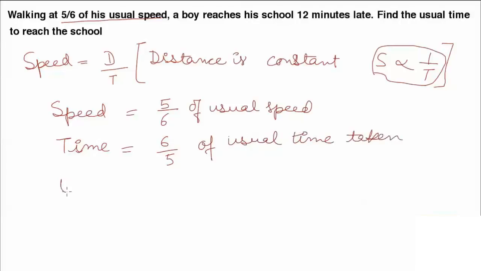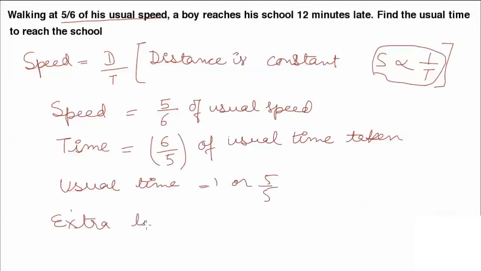So the usual time is 5/5. And right now the boy is taking 6/5 of the usual time. So what is the extra time he's taking? Extra time is 1/5 of the usual time, and 1/5 of the usual time is the extra time he's taking, 12 minutes extra.